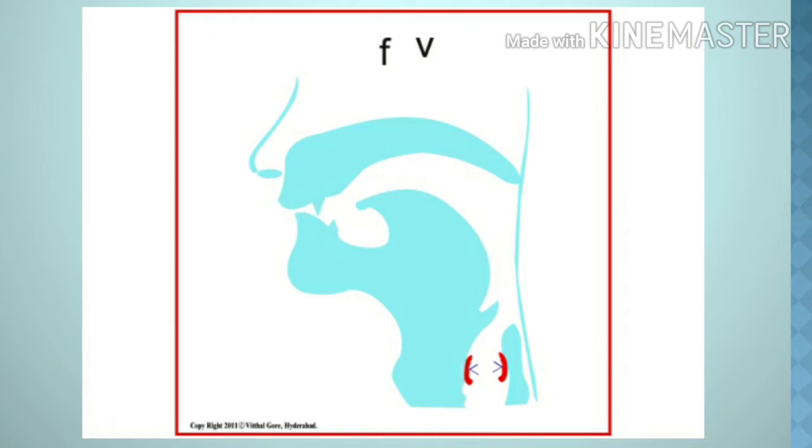Why do you call it a fricative? Because fricative is the third description of this particular sound or this group of sounds. So there is friction when you produce this sound. Okay, let us look at it and listen to me carefully. F is a voiceless labiodental fricative consonant sound, whereas V is a voiced labiodental fricative consonant sound.